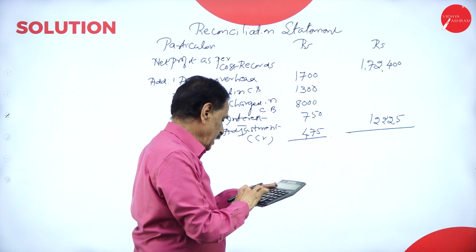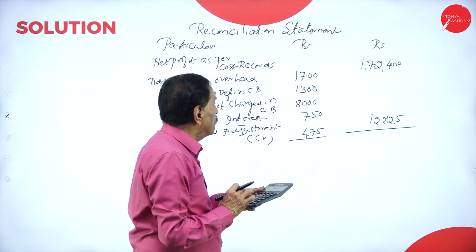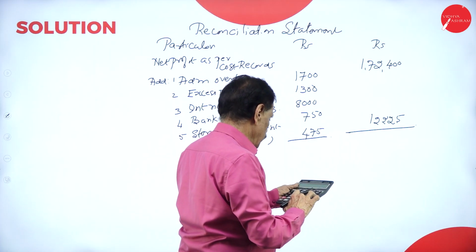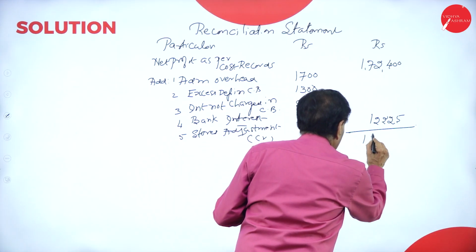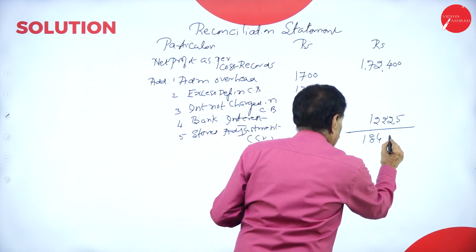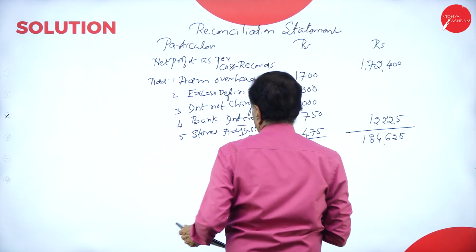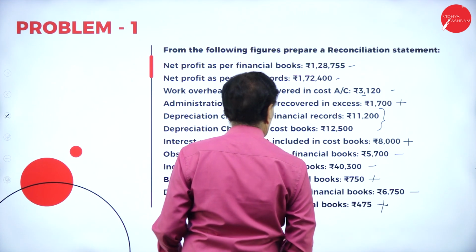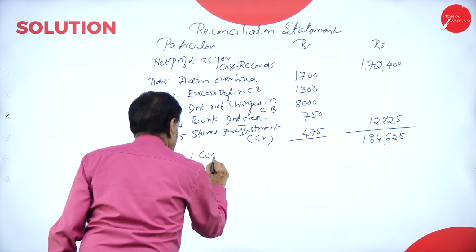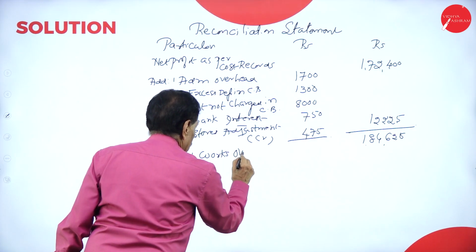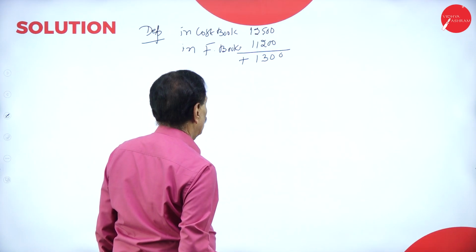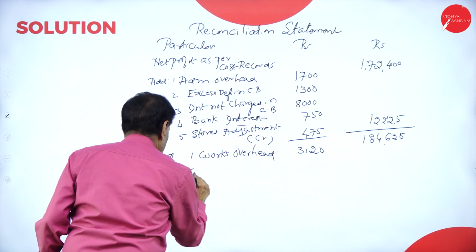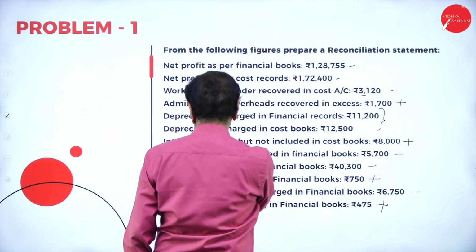Add 1,72,400 plus 12,225, 1,84,625. Less works overhead 3,120. Number 2, 3,120.